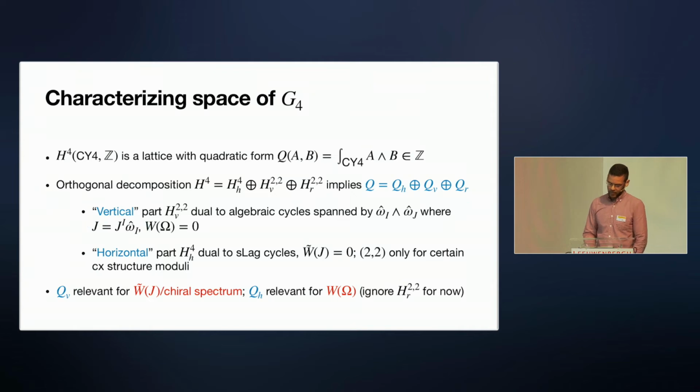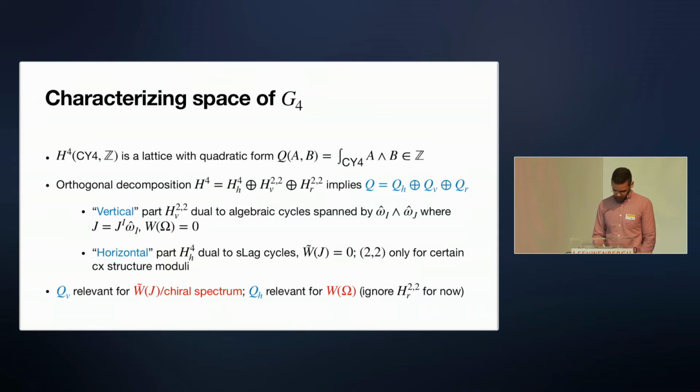And importantly, if I pick my flux G4 to sit inside of the vertical part, I'll find that the GVW superpotential is equal to 0. So this vanishes. The horizontal part, by contrast, is Poincaré dual to special Lagrangian submanifolds. And if I pick flux to lie purely along this direction inside of H4, then I'll find that the twisted superpotential vanishes. And another important fact is that these are (2,2) type, which is required by supersymmetry only for certain choices of the complex structure moduli.